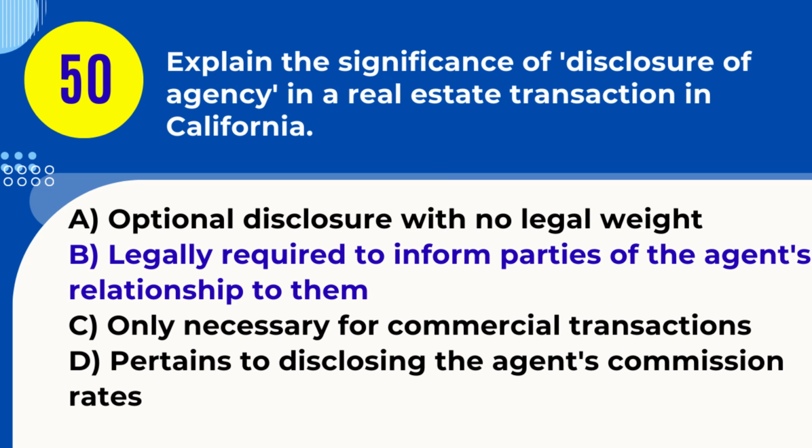Answer. B. Legally required to inform parties of the agent's relationship to them. Explanation. In California, disclosure of agency is legally required in real estate transactions to inform all parties involved of the agent's relationship to them, ensuring transparency and managing potential conflicts of interest.